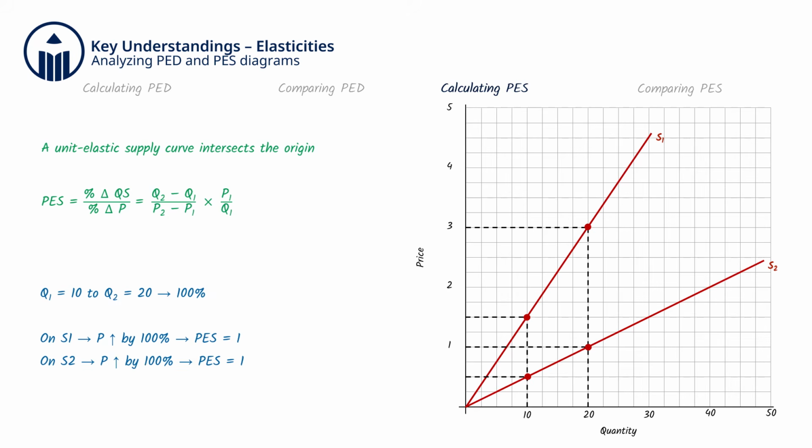Whereas on S2, the increase in price from 0.5 to 1 is also a 100% increase in price, and that also gives us a PES of 1. Both values of PES are equal to 1, which means that supply is unit elastic for both curves, even though one is steep and one is relatively flat. But because both curves begin from the origin, supply is unit elastic.